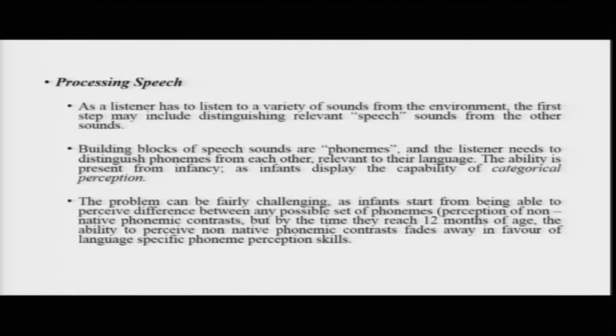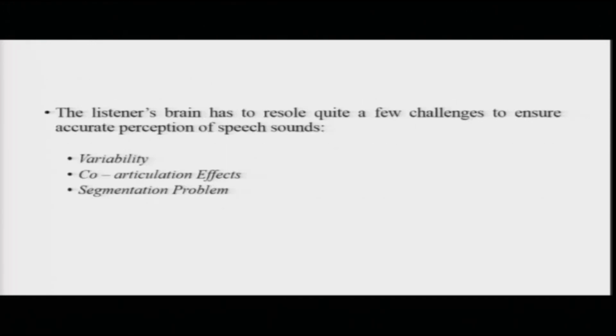This part of being able to distinguish between particular phonemes is, as you know, referred to as categorical perception. Now, the problem can actually be fairly challenging. We have talked about this in some detail, because infants start from being able to perceive differences between any phonemes from across languages to the specific phonemes that belong to their language, and this is a very specific skill.